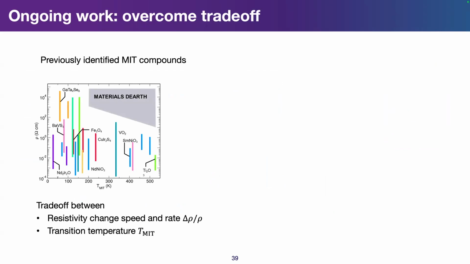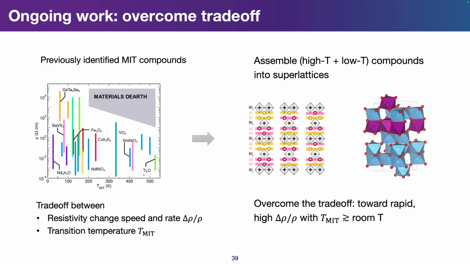So these are our previous efforts on MIT design. We have already identified lots of MIT compounds, but we're still facing a trade-off between two target properties we're pursuing: the resistivity change rate and its speed, as well as the transition temperature. So what we are currently doing is assembling two different compounds into a superlattice, just like building some Lego of materials, to overcome this trade-off.